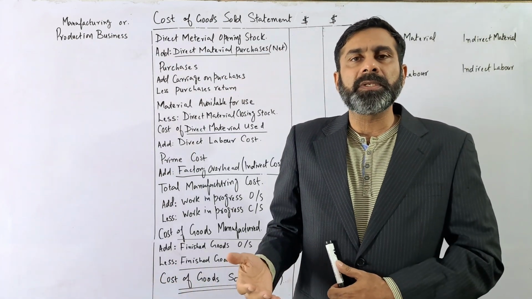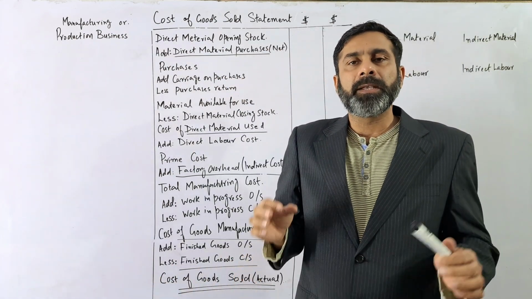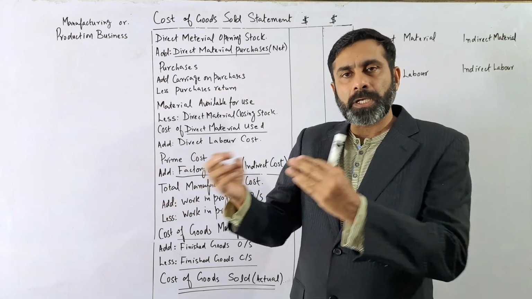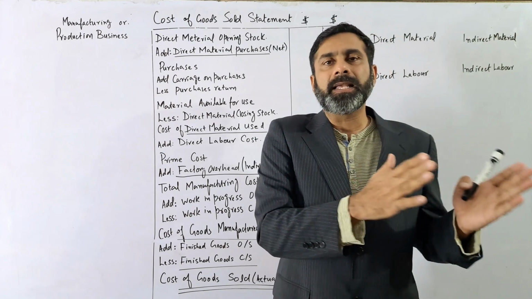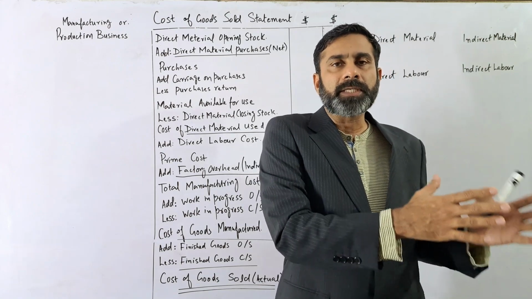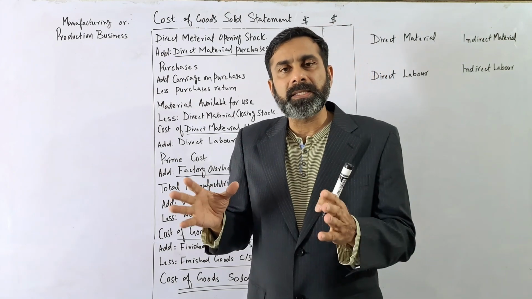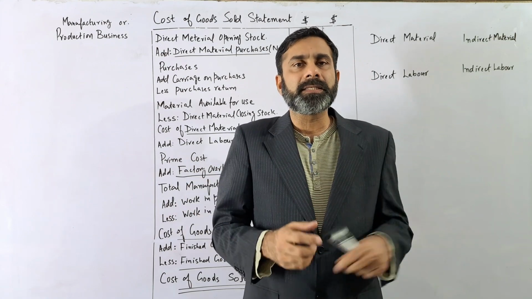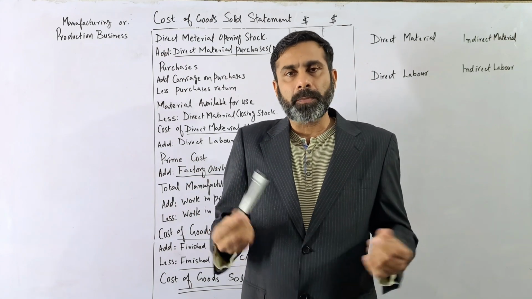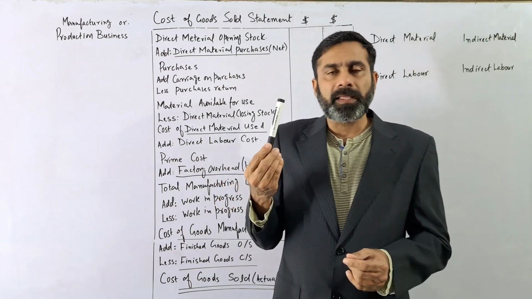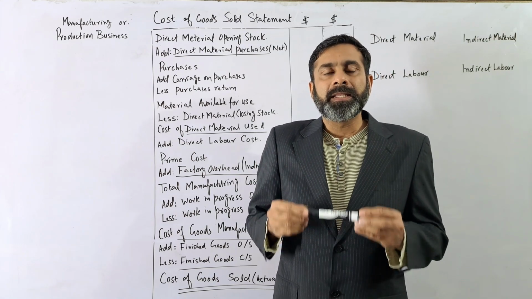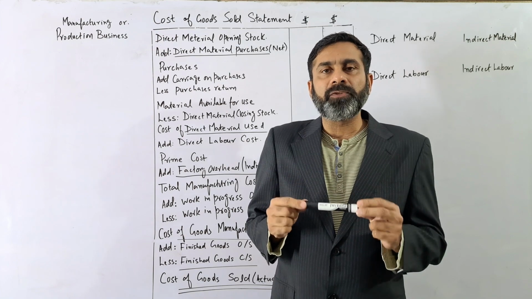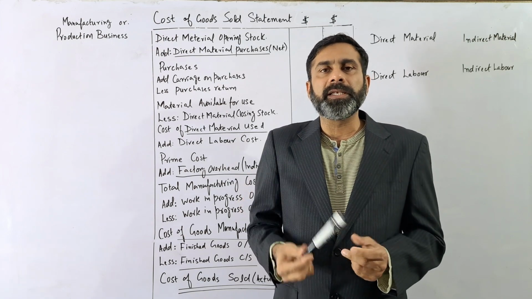What is a manufacturing business or a production business? It means they are purchasing some raw material, they are processing it, and then they are selling the finished goods or semi-finished goods. So they are not just purchasing and selling the same thing. For example, a shopkeeper is buying this marker and selling this marker, so that shopkeeper is not manufacturing, that shopkeeper is just trading.